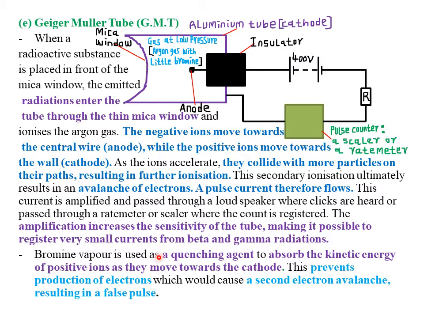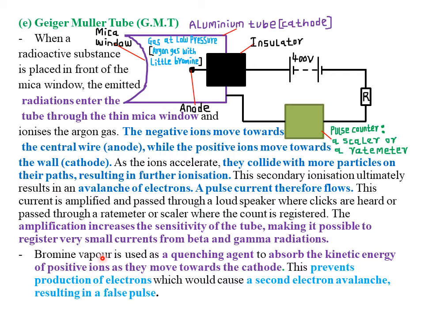Then the bromine vapor is used as a quenching agent. A quenching agent simply means it absorbs the kinetic energy of the positive ions as they move towards the cathode. So remember, we have argon gas. When it is ionized, it produces both positive and negative ions. The positive ions are supposed to move towards the aluminium tube, which is the cathode. So we have the little bromine vapor. It is used as a quenching agent to absorb the kinetic energy of the positive ions as they move towards the cathode. This prevents production of electrons, which will cause a second electron avalanche, resulting in a false pulse. So that is the purpose of bromine.